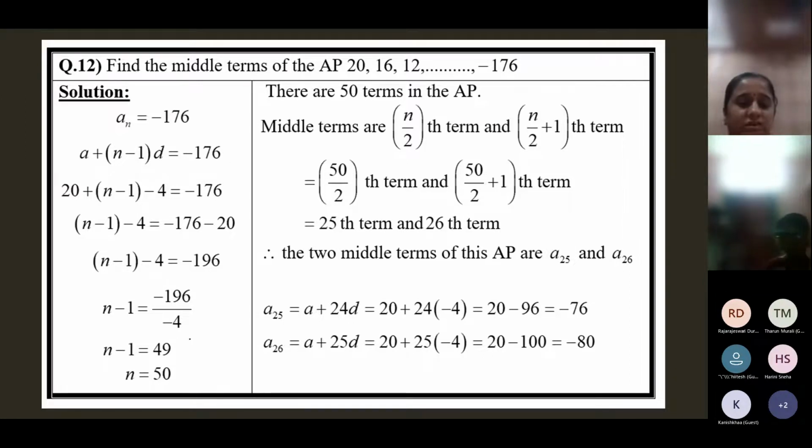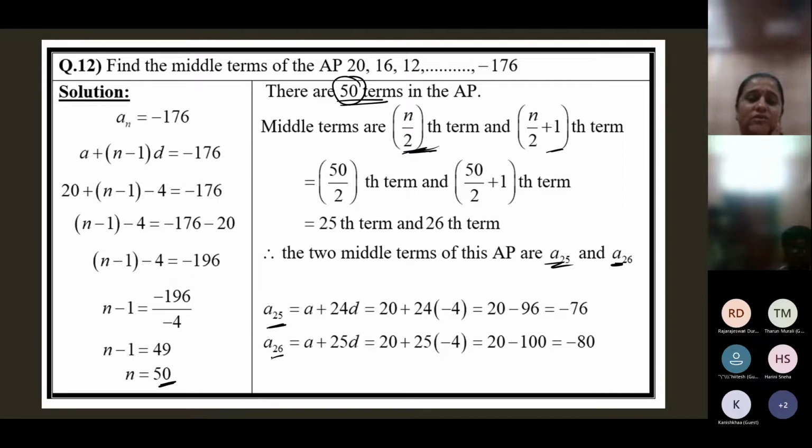So you have to work this out and you get N is 50. If there are 50 terms in the AP, that means there'll be two terms in the middle because the AP has an even number of terms. The middle terms are the N by 2th term and the N by 2 plus 1th term. So 50 by 2, N is 50, so 50 by 2 and 50 by 2 plus 1: the 25th and the 26th term. These are the two middle terms. Therefore, the two middle terms of this AP are A25 and A26.